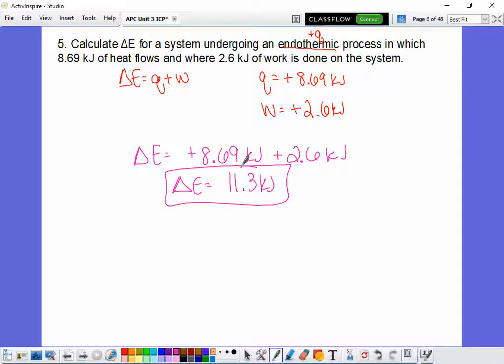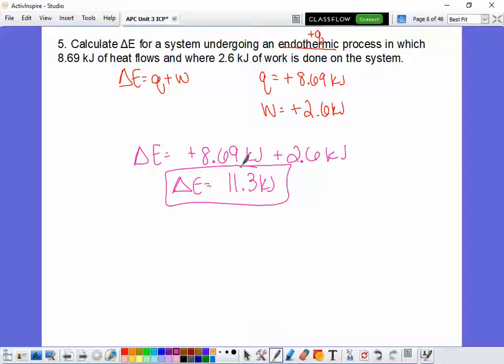11.3 kilojoules. Yeah, remember when you add, you're looking at place value, like the decimal point, not the total number of sig figs. Cool? So the math here was actually really easy. You're just adding. I just wanted to go over the signs.